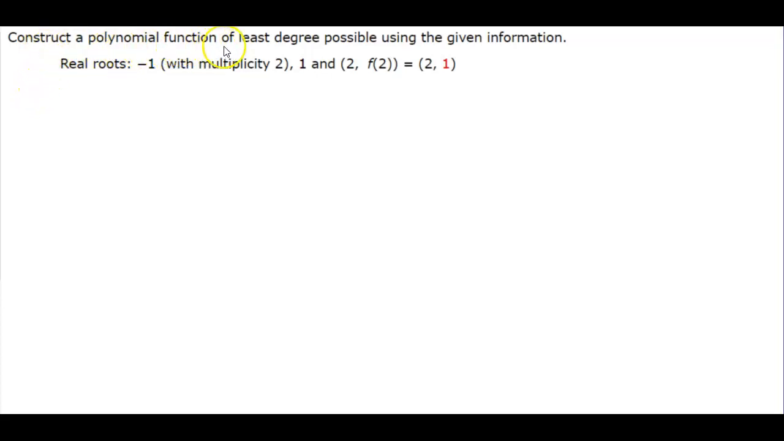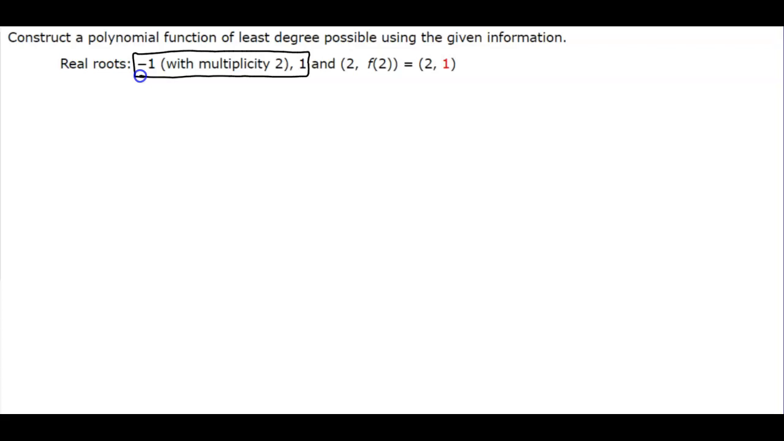Construct a polynomial function of least degree possible using the given information. We have real roots, -1 with a multiplicity of 2, and 1. And we know that we have an ordered pair, (2, 1), so f of 2 is equal to 1. The first thing we're going to do is use the fact that these are our roots.